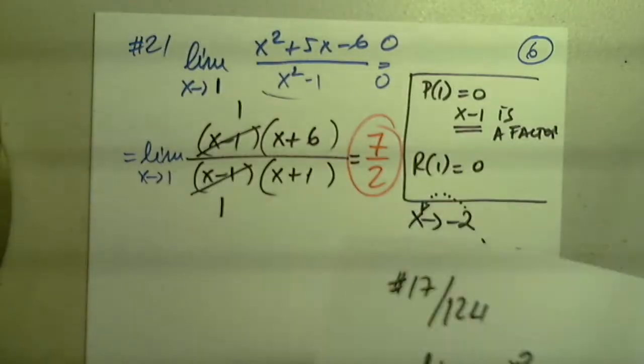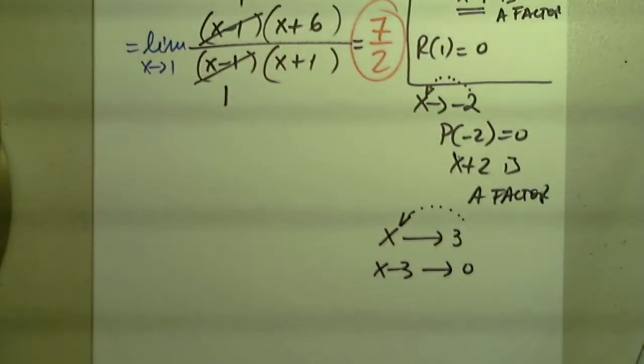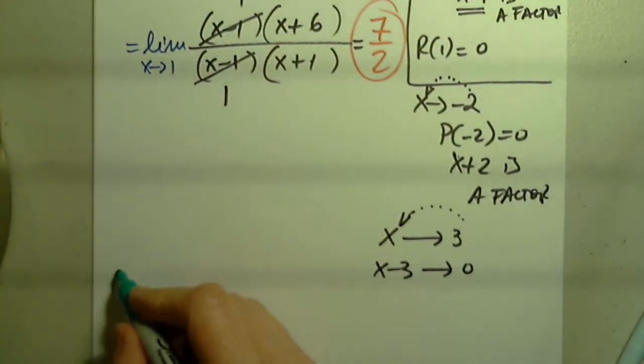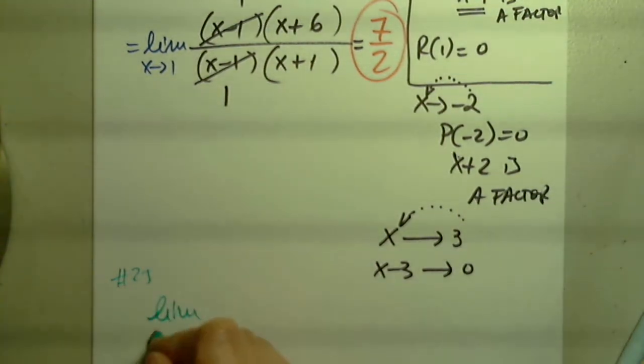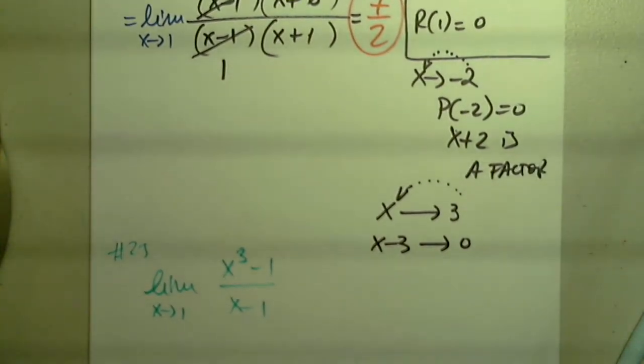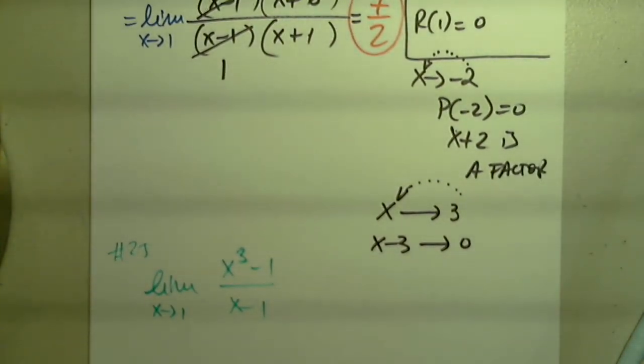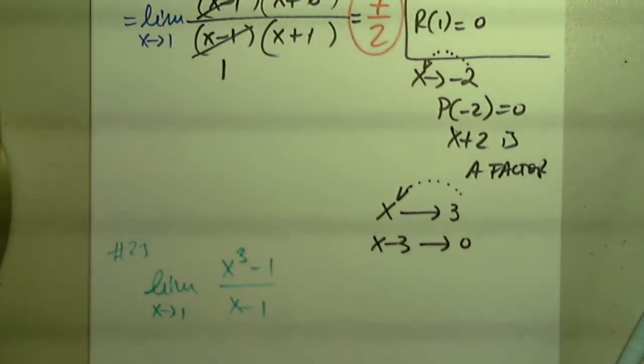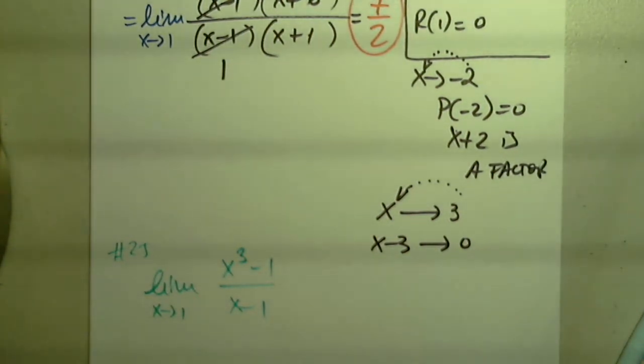And now I'm going to copy this one, x cubed minus 1 over x minus 1, and you'll see why I left this for a moment. So this is 25, limit as x approaches 1, x to the third minus 1 over x minus 1. Let me wait for a second for you to upload. Okay, so let's discuss this one.